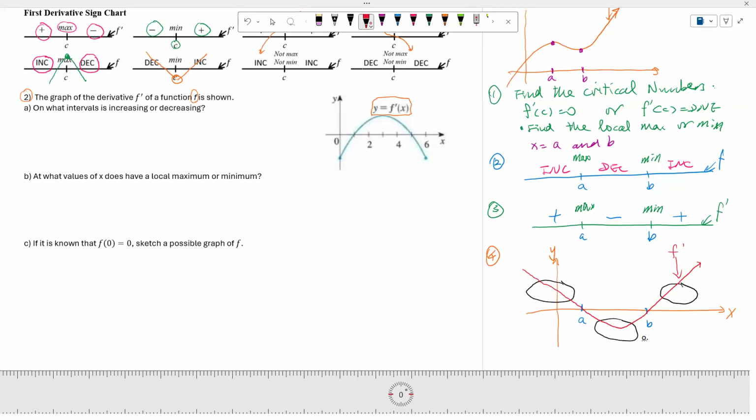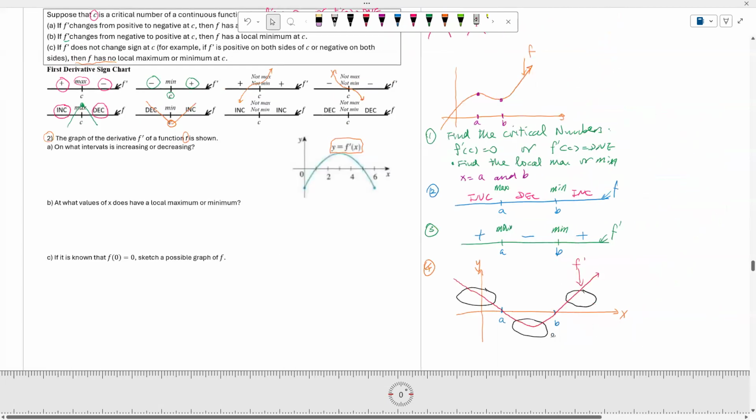Now, when we work on problem number 2, we have f prime. How do we work it backward, getting from f prime to f? What is the first step? The first step is to find the critical numbers, where f prime is equal to 0.